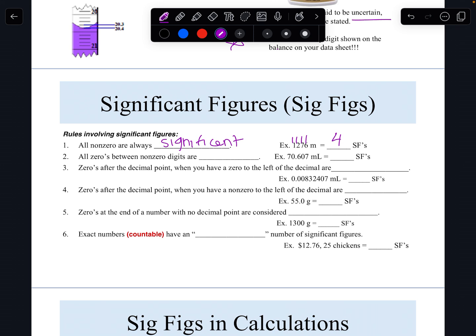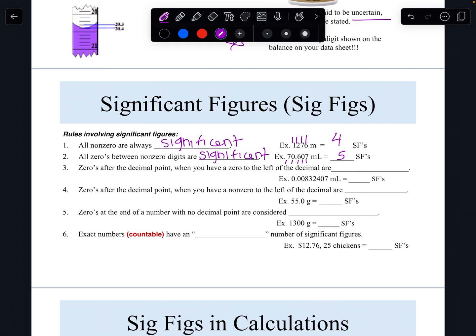Second rule, all zeros between non-zero digits are significant. Okay? So for example, once you start counting, you do not stop, especially if there are non-zero digits in between. So this 7 is significant, the 0, the 6, the 0, the 7. So all 5 are significant because they are flanked on either end by non-zero digits.